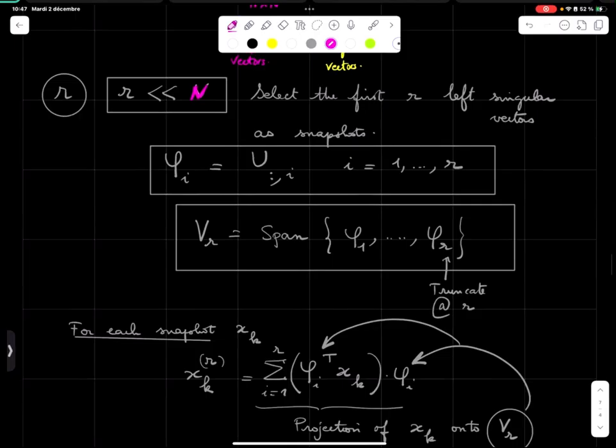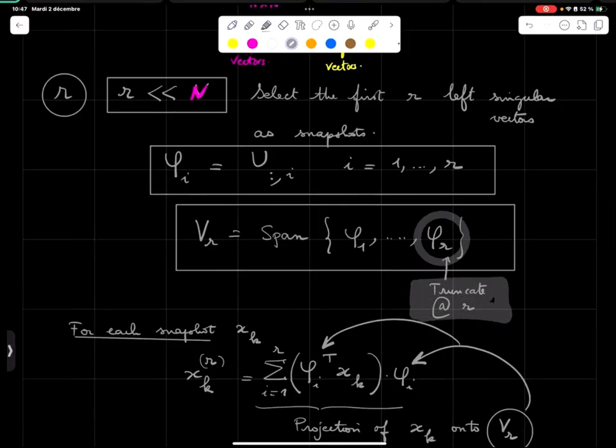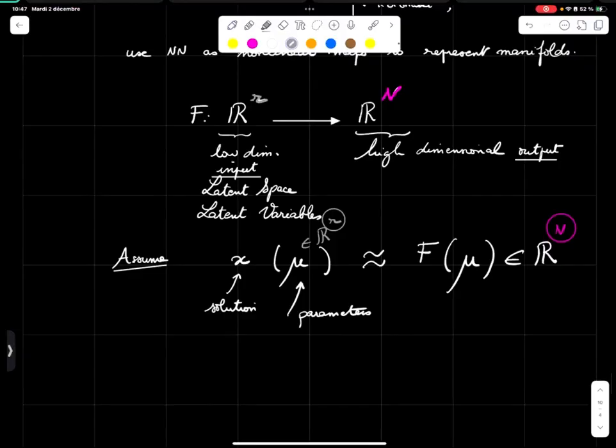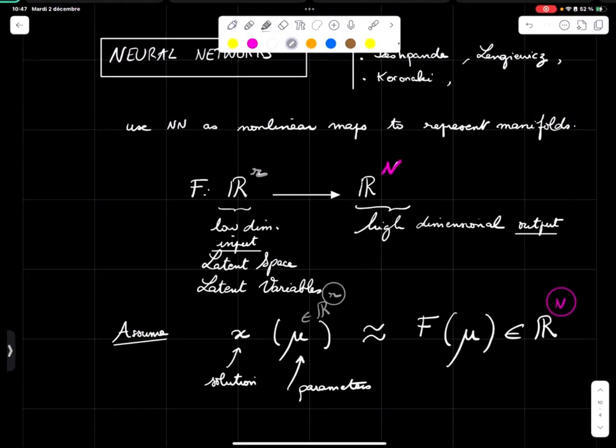Here we ended up with this R, which is the truncation at which we stopped the approximation, right? Remember that. So now it's exactly the same thing. We have a little r, and this little r is the size that we are willing to deal with. We don't want to deal with the full size of things. We just want to deal with a smaller size.